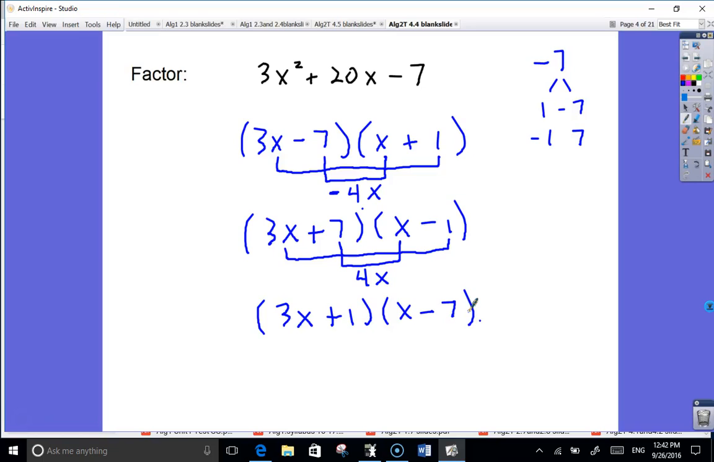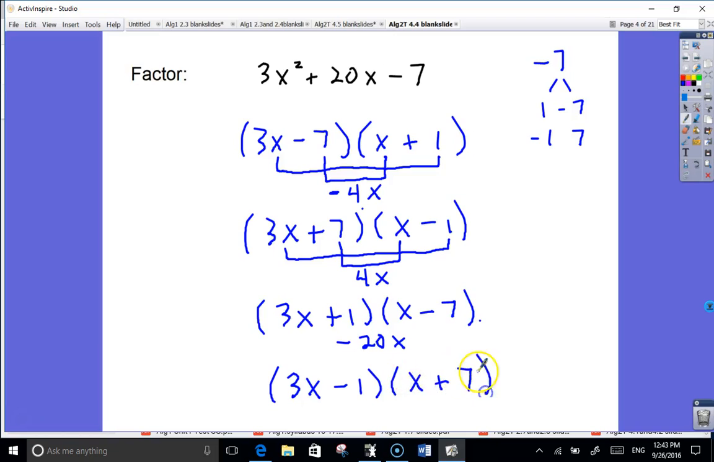3x times -7 plus 1 times x. What is it? Yeah, that would have been -20x. That's wrong because we need it to be a positive 20x. Well, we just tried 3 out of the 4 possibilities there. So what has to be the answer? 3x minus 1 times, oh sorry, not 3x, x plus 7. And that ought to fix that sign of the term.